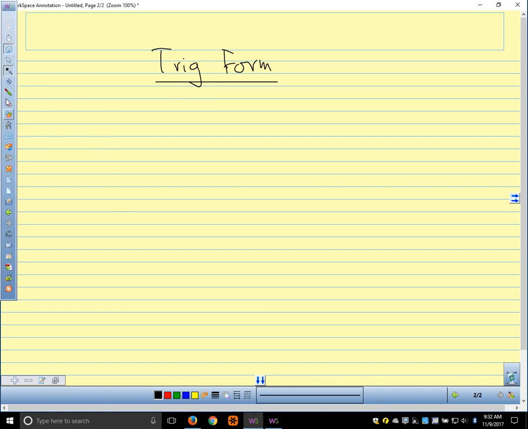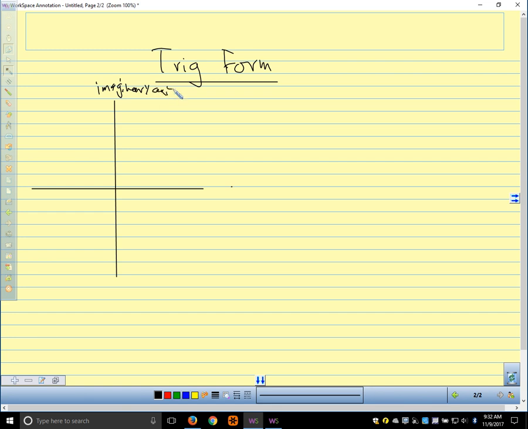So I'm going to draw the same picture, a little picture of the complex plane. And this is our imaginary axis, and this is our real axis. And we have our point, our complex number z equals a plus bi. And we're going to draw a little segment out. We're going to make a triangle. That's A, that's B. And we're going to talk about this angle theta that we make with the positive real axis.